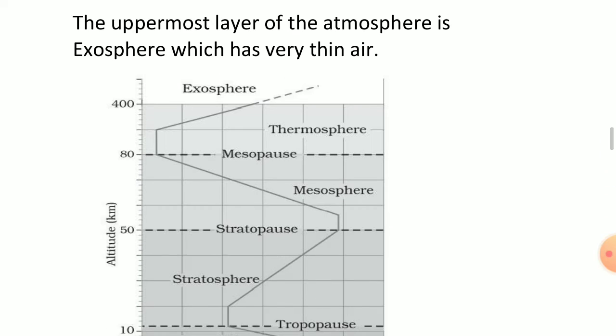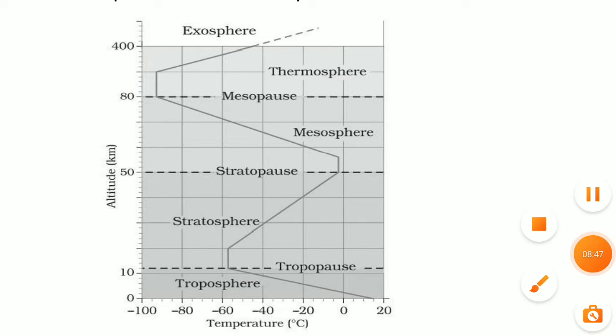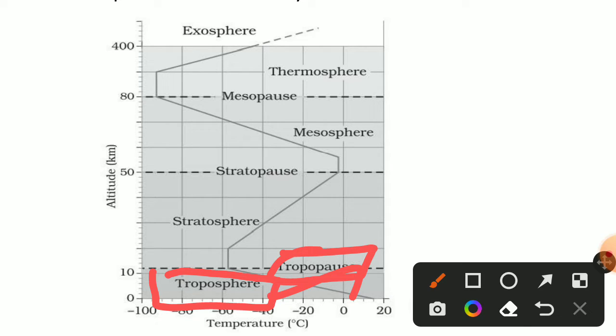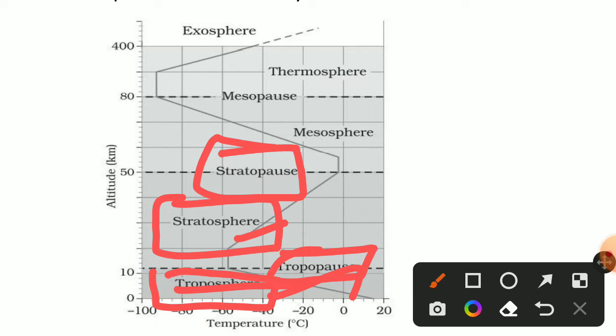Okay, we saw the layers. In the image I am going to show the layers. See here, the troposphere. This is the place in which we live. We can breathe easily. Tropopause is the border of the troposphere. Next, the stratosphere is the aeroplane flying height. Stratopause is the border of the stratosphere. And the mesosphere is the middle layer of the atmosphere, and the mesopause is the border of the mesosphere.